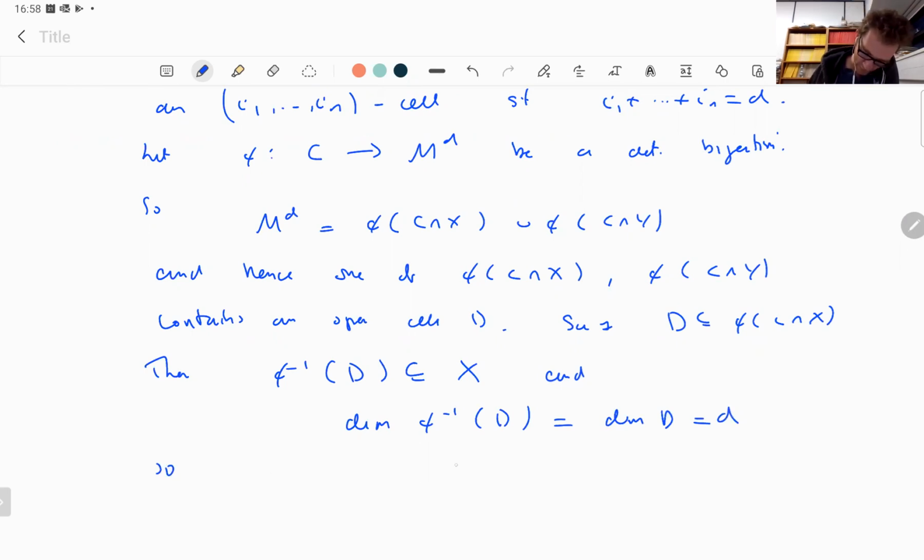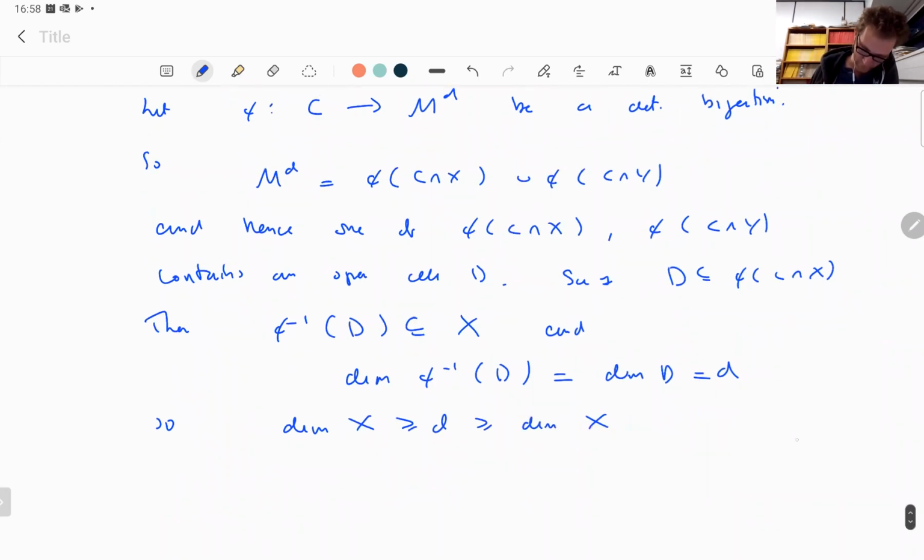So dim X is at least D, but D was the dimension of the union and X is contained in the union, so dim X is at most D. So dim X equals D. So that's the proof of 3. And then next time we'll prove 2. I will prove some other kind of geometric things about dimension before we do some model theory.